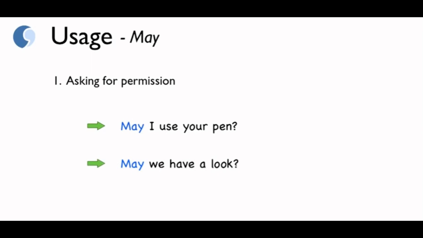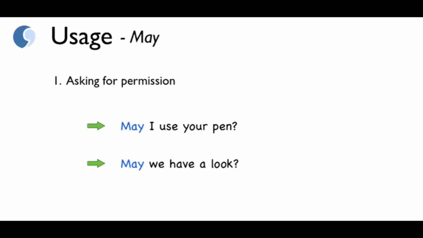Moving on, may. We use may for permissions. I have already mentioned this while we were giving permission with can. So the first example is, may I use your pen? May we have a look? And to remind you again, we use can for giving permission and may for asking permission.